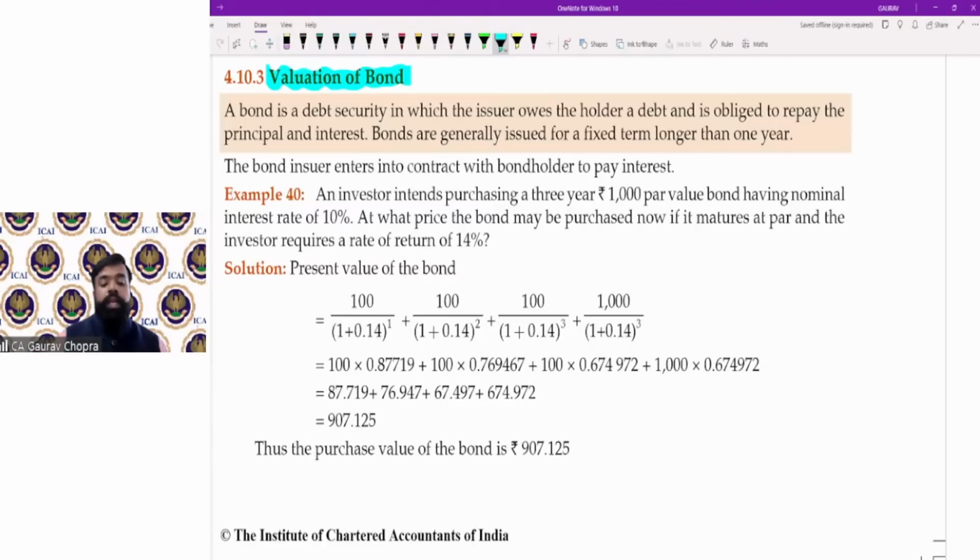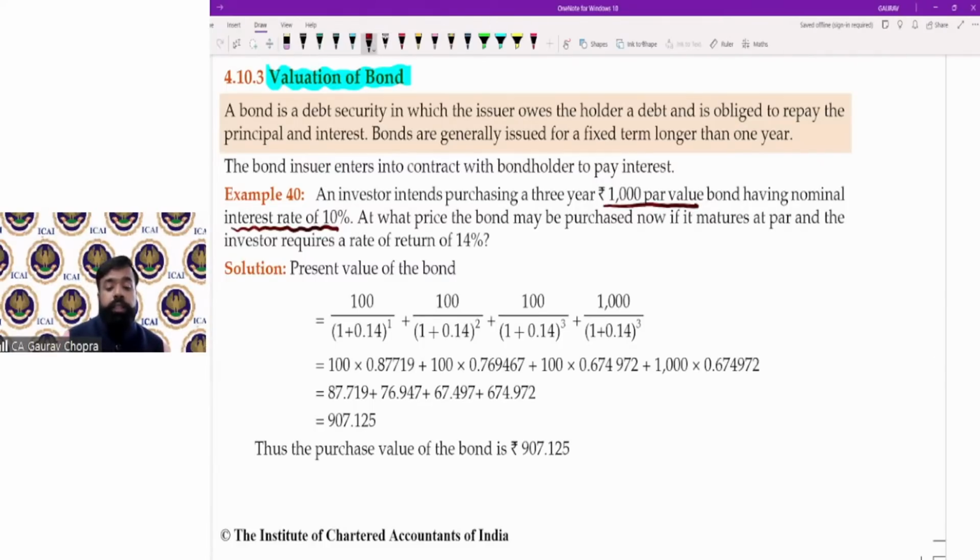An investor intends purchasing a 3-year rupees 1,000 par value bond. Now, the concept is similar, the formula is the same, but how to solve, we will understand in this question. So the investor is investing in a 1,000 par value bond. This is the face value, or you can say par value, having a nominal interest rate of 10%. तो हर साल कितना इंटरेस्ट मिलेगा 10%. तो 1,000 का 10% कितना हुआ, 100 rupees. So the investor will get rupees 100 every year as interest. Investor को 100 रुपए का इंटरेस्ट मिलेगा every year.